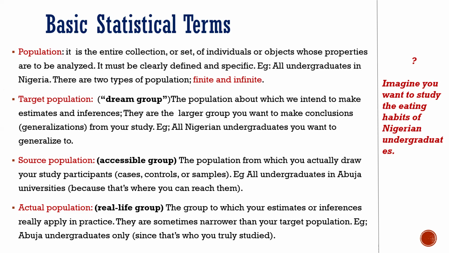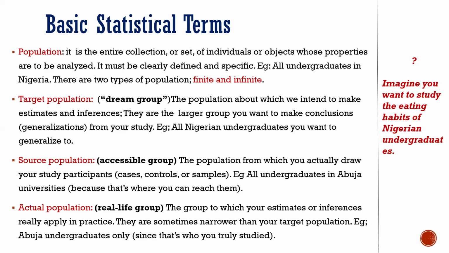When it is defined and specific, it will help you in designing your research and also in making inferences. For example, we have all undergraduates in Nigeria. Maybe we are taking a study. I'm going to be giving this example when we discuss the different types of population that can be used in statistical terms.